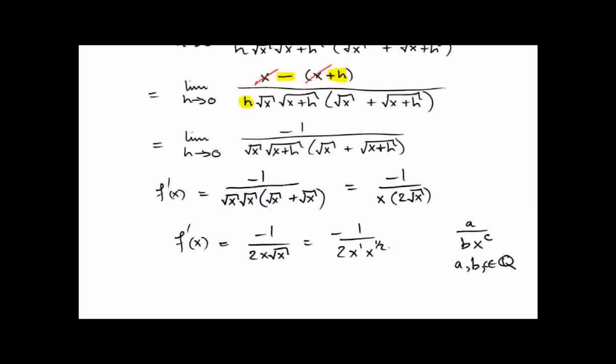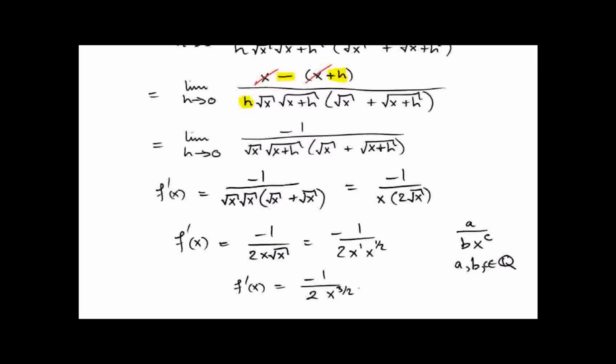Yes? A square root means to the power of a half, as we know from algebra. So f dash x equals minus 1 divided by, what does multiplication mean? What do you do to powers? Add the powers. And 1 plus a half, that's x to the power of 3 over 2.